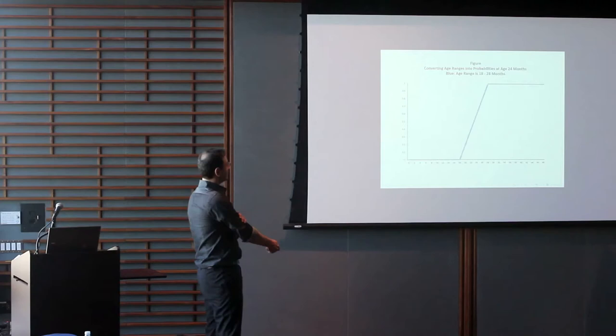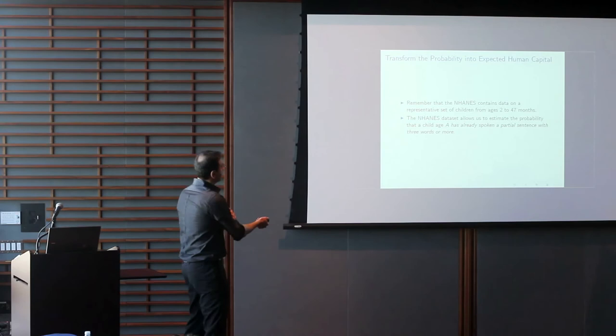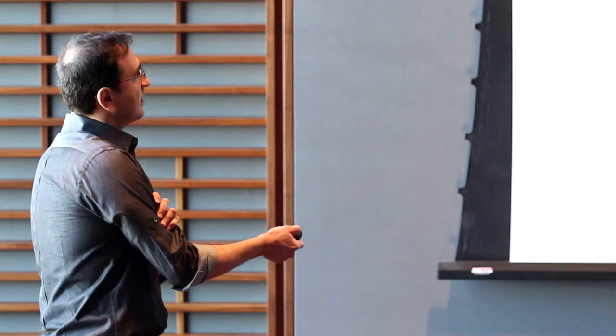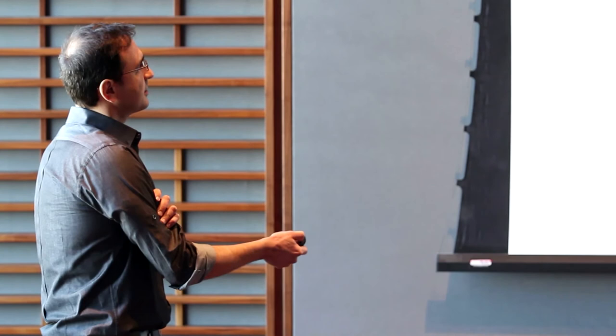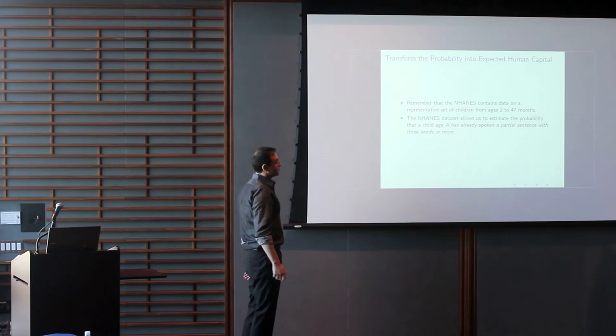so here's the situation. Now I need to transform that information, that probability, into a measure of expected human capital. Okay, so I'm going to go to the National Health and Nutrition Examination Survey and look at child development, because the very same instrument was used in that study. And the advantage of that data set is that it contains a representative set of children, each one of them from age 2 to 47 months.